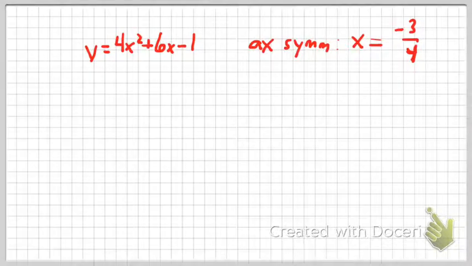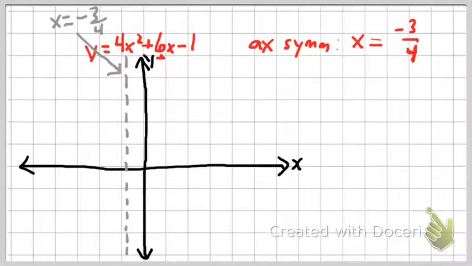Alright, first for the axis of symmetry, I did the opposite of b over 2a. So I did negative 6 over 8. And negative 6 over 8 is the same thing as negative 3/4. And I'll go ahead and graph that axis of symmetry real quick. There is x equals negative 3/4.